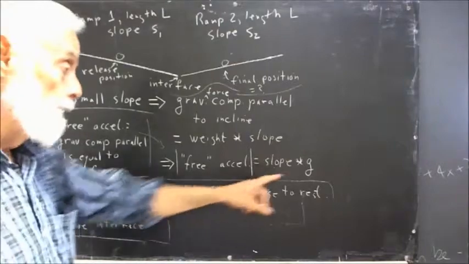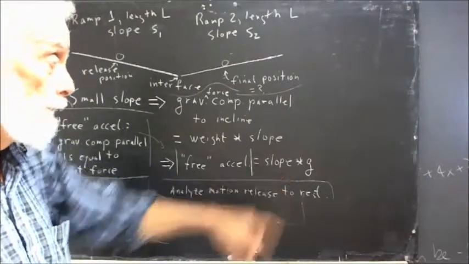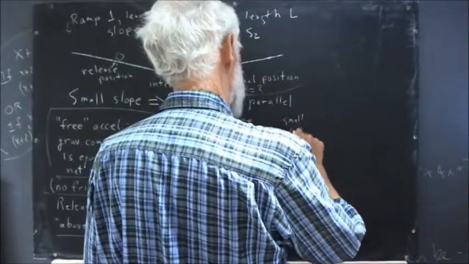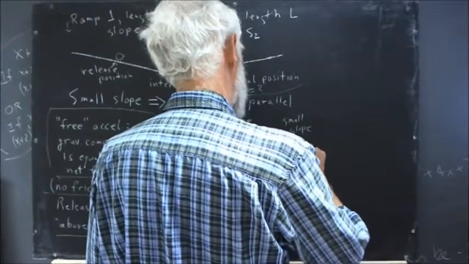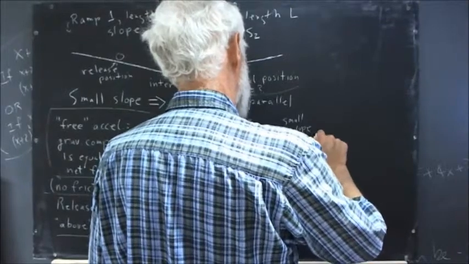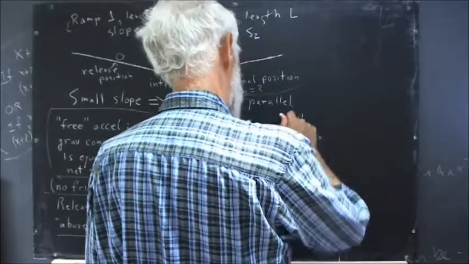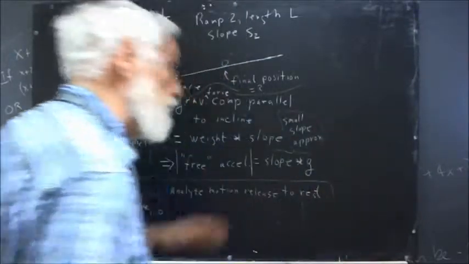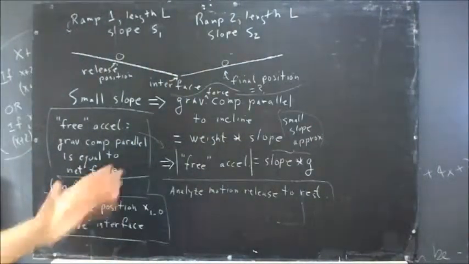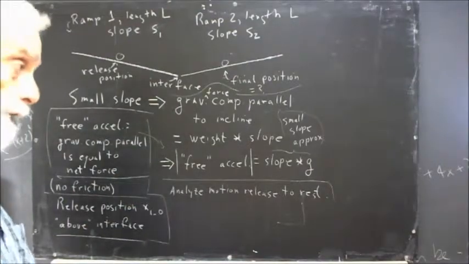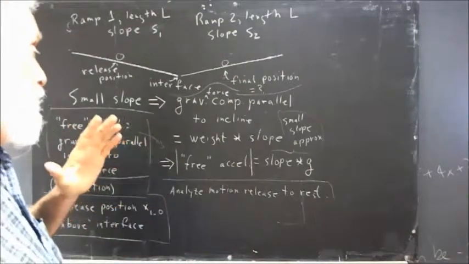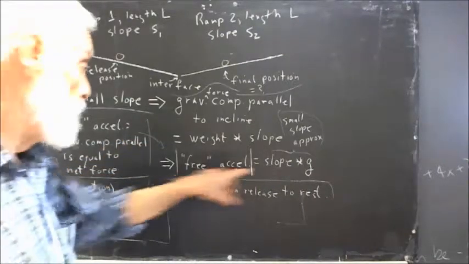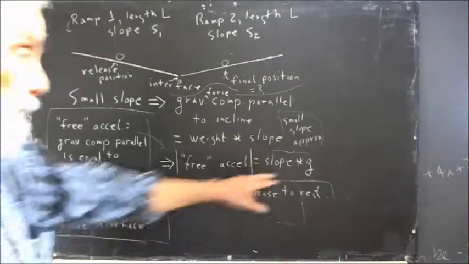Now, this is an approximation for small slope. So let's make sure we know that that's a small slope approximation. It doesn't apply to larger slopes where the sine function essentially differs from its linear approximation at its initial point. So free acceleration is equal to the slope times g.